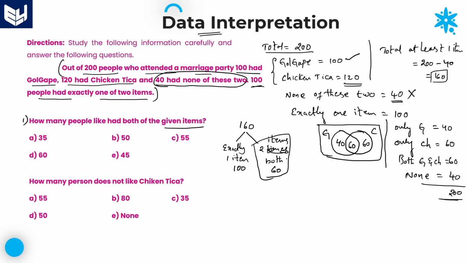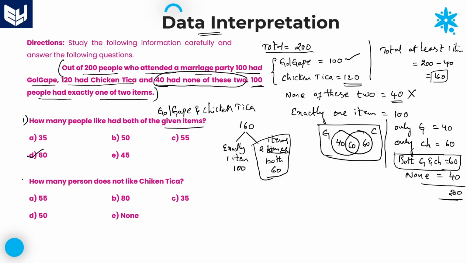Both the given items, in the sense both chicken tikka and golgappa, that is 60. Both golgappa and chicken tikka, 60 members. Look at the options. Among the options, option D is the right answer for this question. Both items in the sense you take golgappa and also chicken tikka together, that is 60 members. 60 people are taking both together.